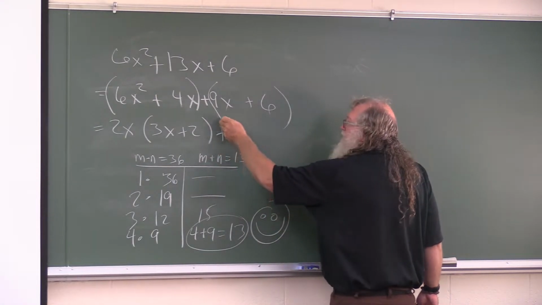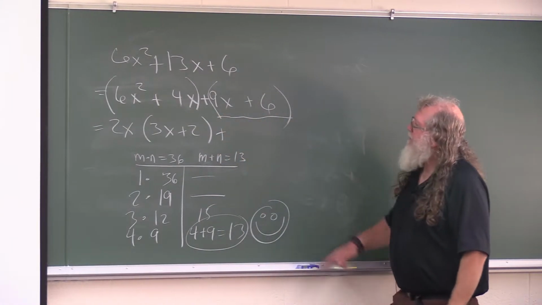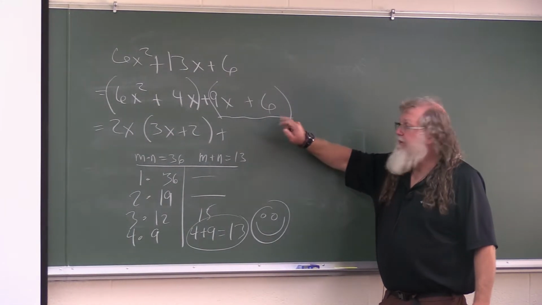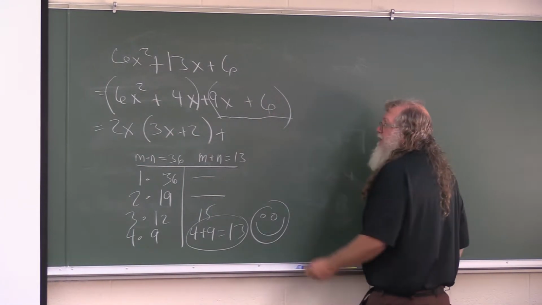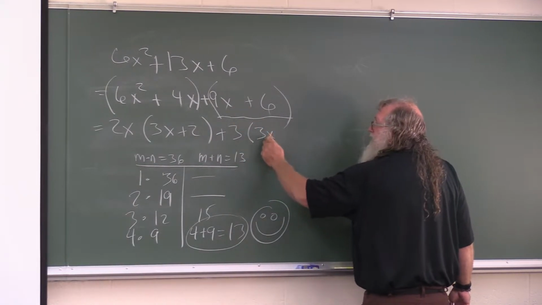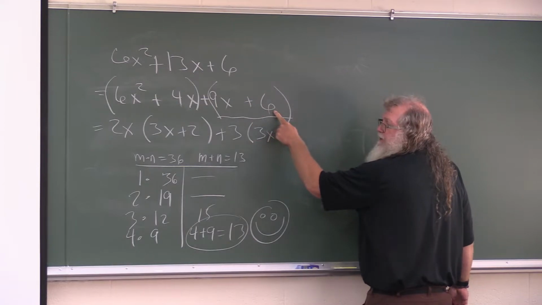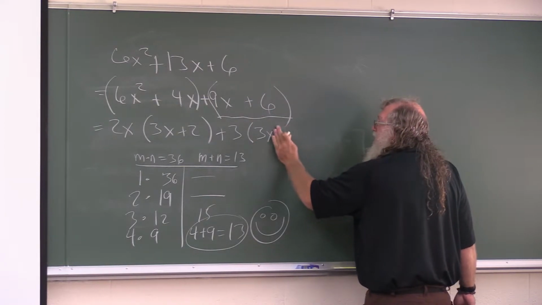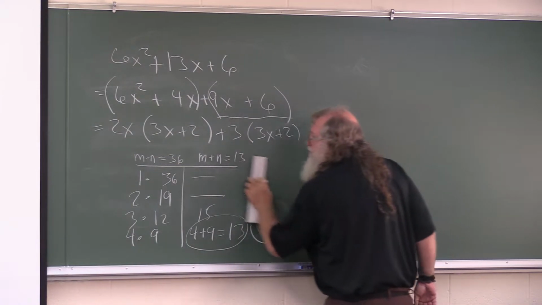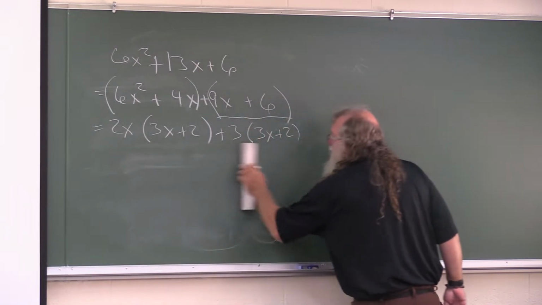Now let's go to our second group. Here's our second group. 9x and 6. Well, what do they have in common? They have a 3. They don't have an x, but they have a 3. I'll pull out a 3. And here, what do I get? I get 3x from there. 3 goes into 6 what? 2 times. Forgot my plus sign there. And I'm working on a limited board space, so let me erase this here.